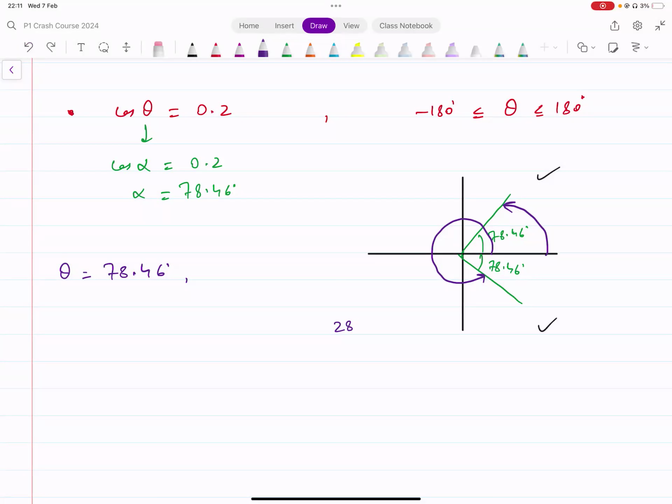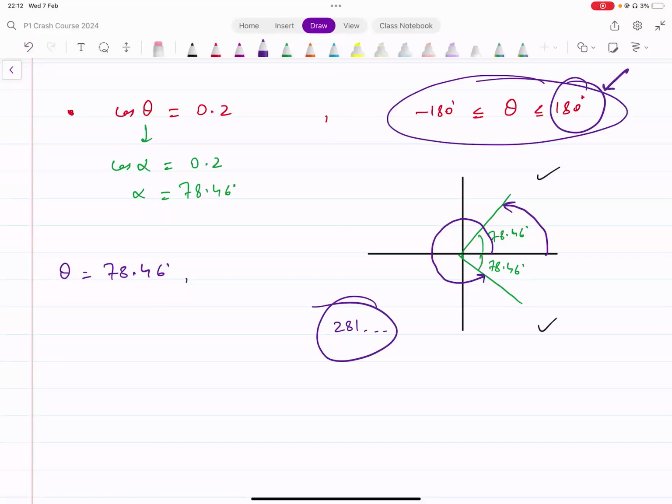No, 200 and, what is this going to be? 281, right? 281 point something. But that's not in our interval. That's outside our interval. So we can't do this. We can't go beyond 180. 281.54. Yeah, 281.54. So we can't go beyond 180.